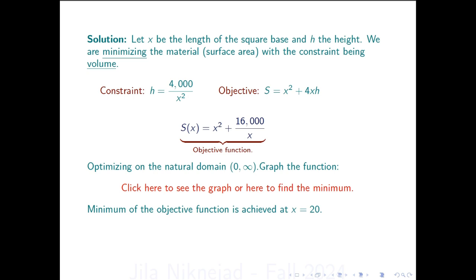So far we have the constraint, the objective function, and we looked at the plot, and we computed the minimum on the graph. So the minimum of the objective function is achieved at x equal to 20. That makes the dimension of the box with minimum material 20 times 20. Plug in 20 into the h function right here, and h becomes 10.